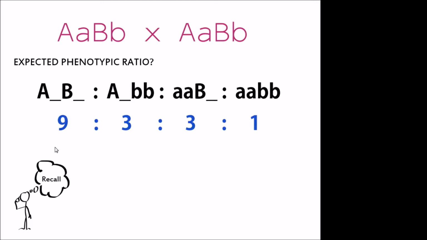If you have 2 traits controlled by 2 gene loci, the 9 will show the dominant phenotypes for those 2 traits. 3 on 16 would show 1 dominant trait and then the recessive. The other 3 on 16 is the recessive and the dominant. And then 1 on 16 will show the 2 recessive traits. Quite familiar with this? If you know this ratio, then if you see a modification of this ratio, you know it's epistasis.